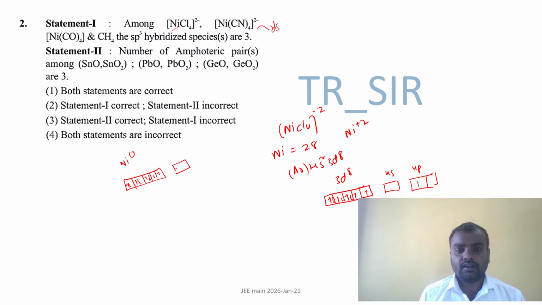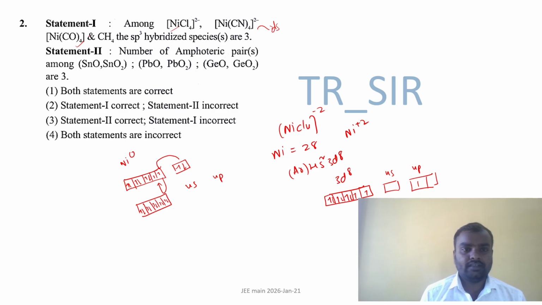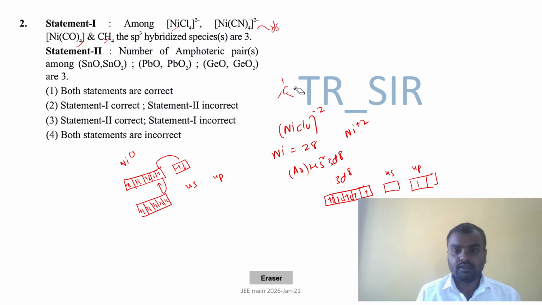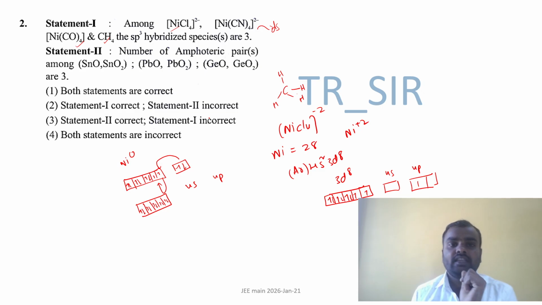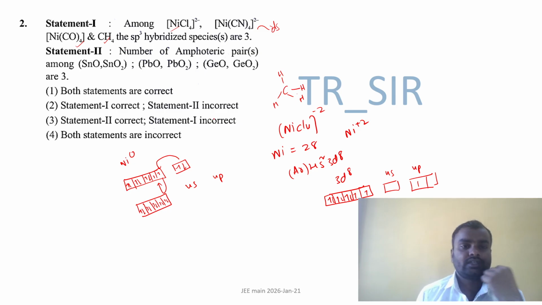Here we have the s2 electrons. These two electrons will shift here, and this electron will shift here, so the d orbital is fully filled. Now what is left out here? 4s, 4p. Again sp3. So this is also sp3, and methane is sp3 too, giving tetrahedral species. So the given statement 1 is absolutely right. There are only 3 sp3 hybridized species there.